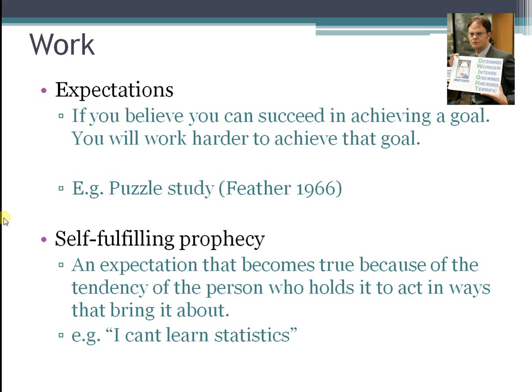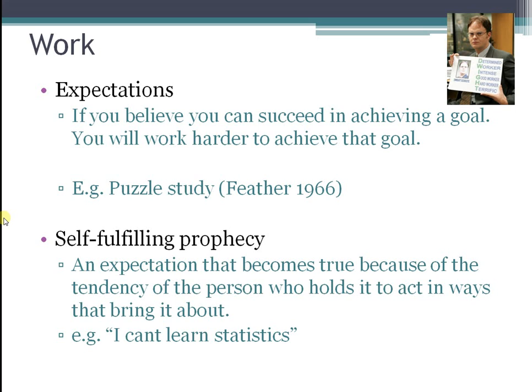If you believe that you can't do something, if you believe that you won't be able to do something, then you will act in ways that bring about that goal or that belief. Self-fulfilling prophecy says when you have an expectation, that expectation will become true because you will behave in ways that bring it about. So if you believe that you can't learn statistics, then maybe you won't come to class. Maybe you won't try as hard on your homework assignment. And you will ultimately not do well in statistics.